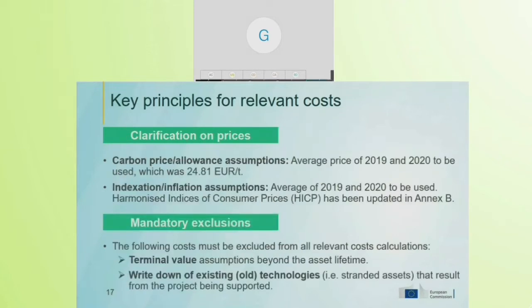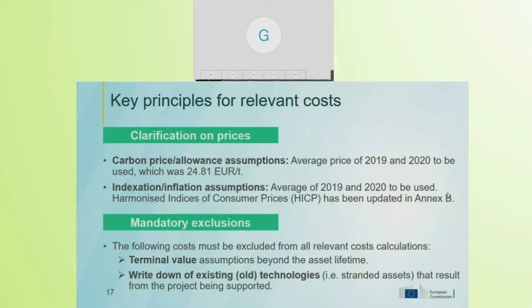So the key principles for relevant costs, in terms of the rules for calculation, we've included some clarification of prices. Now, these assumptions are based on an average price as far as carbon price and allowance assumptions are concerned, which obviously are calculated as a benefit in the case of industrial projects, which have the benefit of receiving allowances for reduction of emissions. And these are based on the average price of 2019 and 2020, which has been approximately 24.81 euros per tonne.